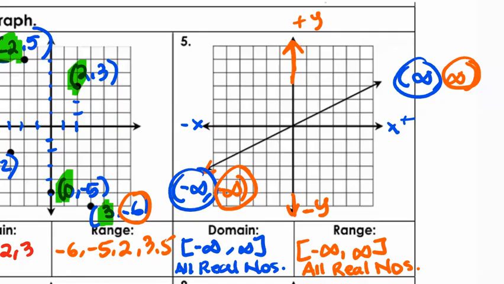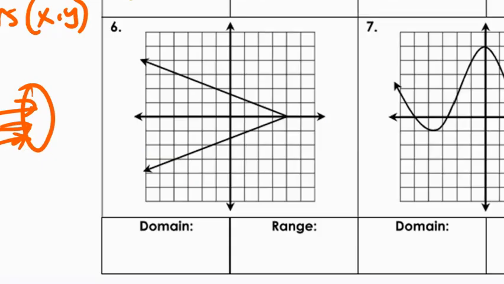Let's look at question number 6. So this, we need to really find the domain and range. Let's look at the domain, okay? On my left side, both are heading to negative infinity. That's my domain, because it's heading to the left. And then on my right side, this is 1, 2, 3, 4. This is 4.